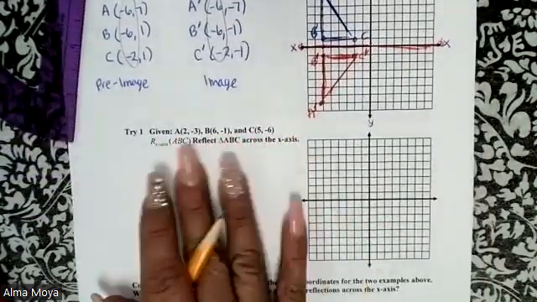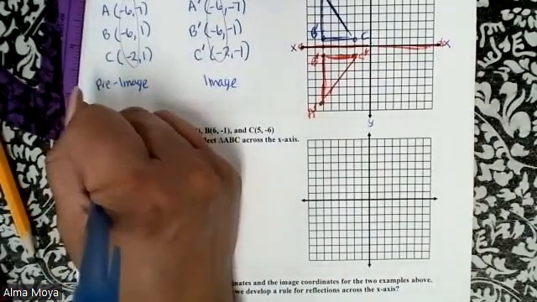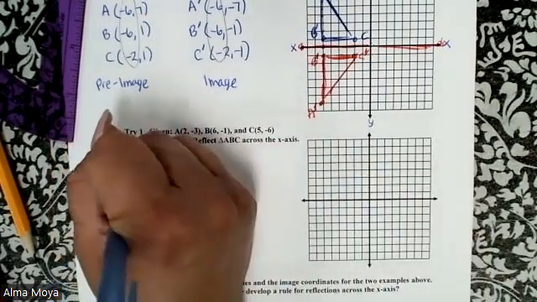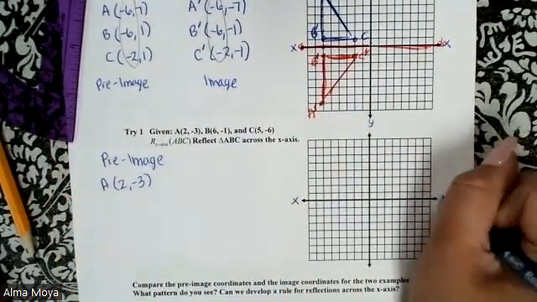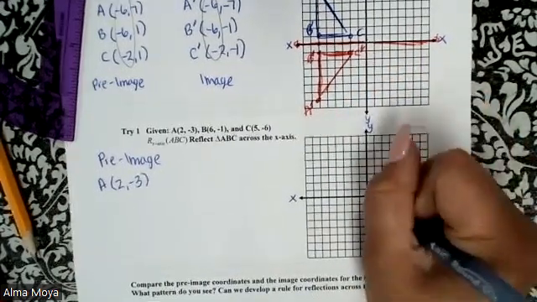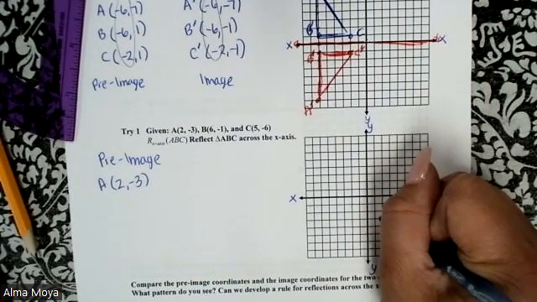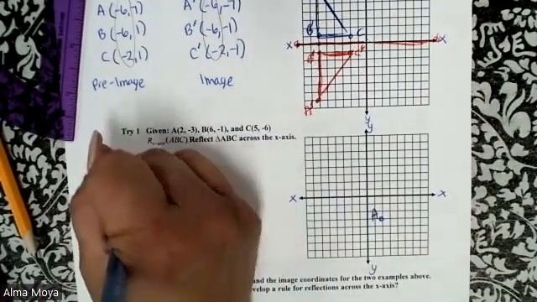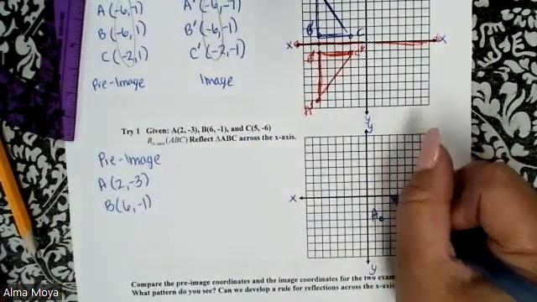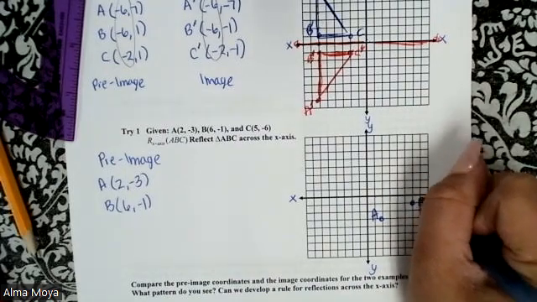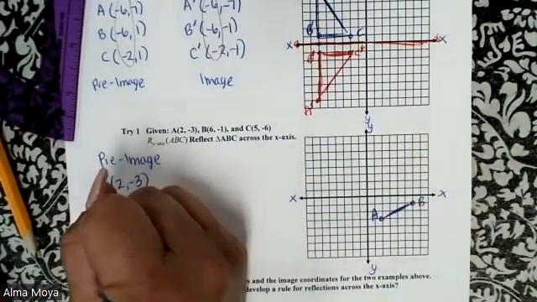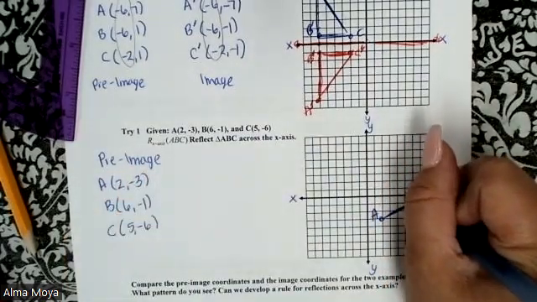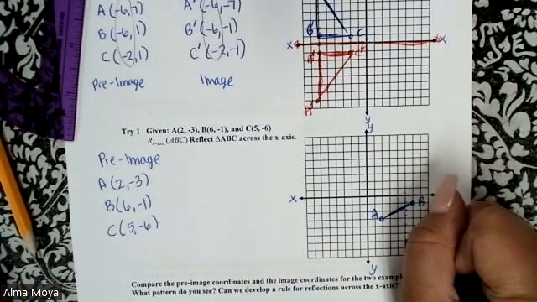So let me go ahead and graph these points first. My pre-image, the A is going to be the point 2, -3. Here's my x-axis, here's my y-axis. X is 2, y is -3. That's going to be my A right here. My B is the point 6, -1. So that's going to be my B. And then my C is the point 5, -6.